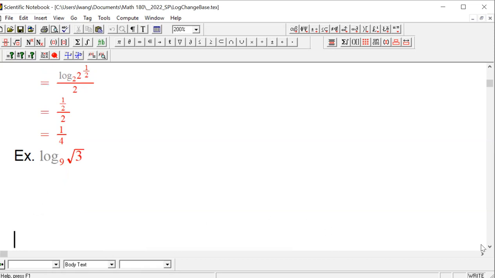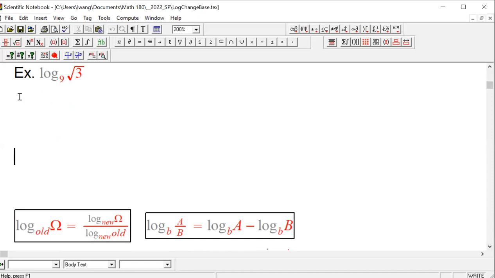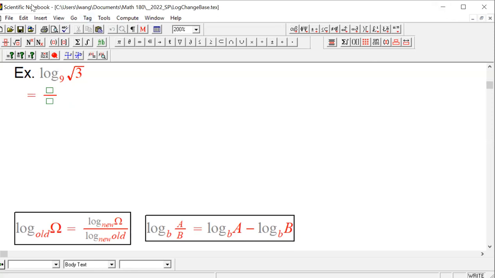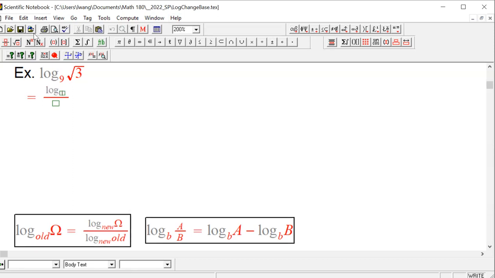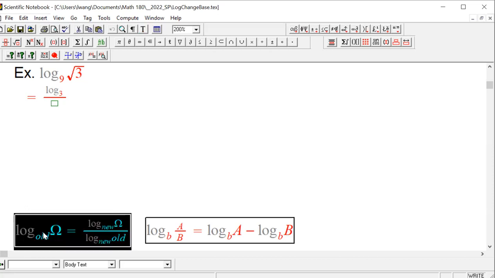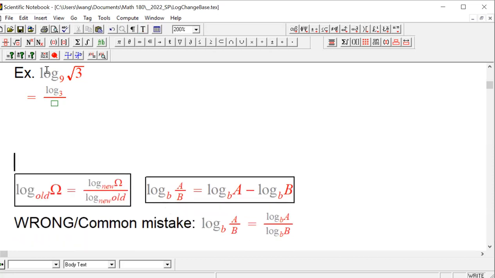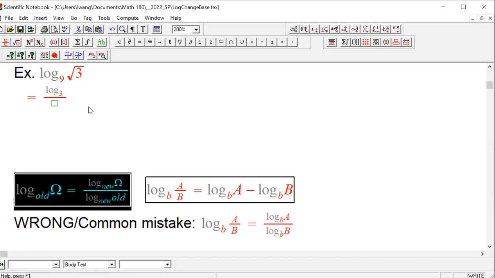Change of base formula. Of course, change of base formula is not the only way, but in this case, I think using it will make it so much easier. So the base we're going to change to is base 3. So we're going to change to log base 3. And here's the formula, right next to it. The old base is 9. The argument is this piece. So you can just put the formula right next to you.